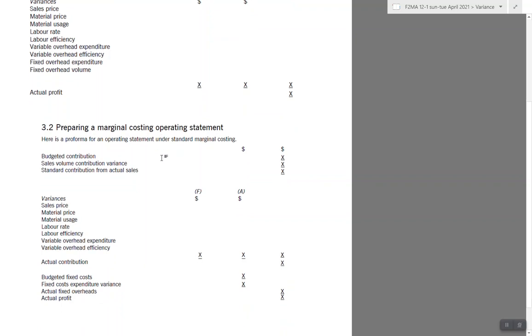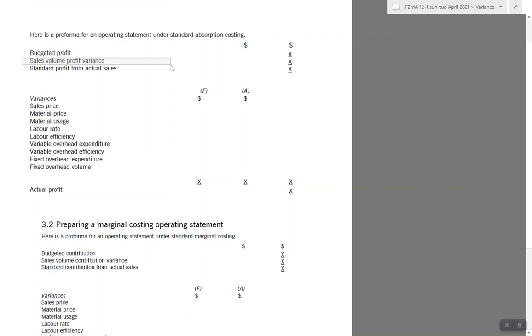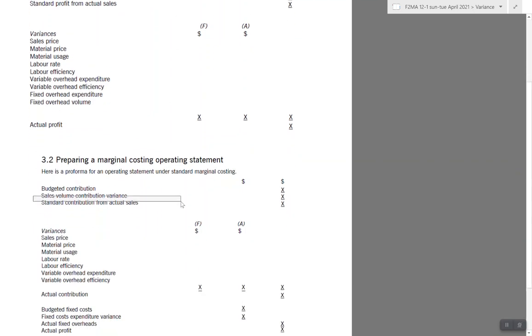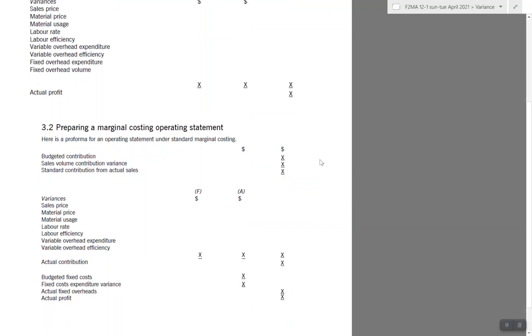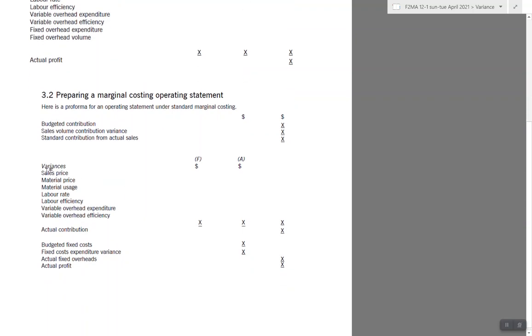Now we do the same thing with marginal costing, but in marginal costing, instead of having budgeted profit, we have budgeted contribution. Instead of having sales volume profit variance, we have sales volume contribution variance, because sales volume variance according to absorption costing and marginal costing is different. It will give us standard contribution from actual sales. Now in absorption costing, we minused all variances, but in marginal costing, we minus the variable variances. Then it will give us contribution.